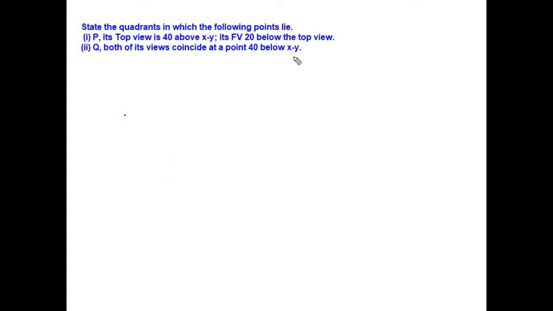Let us say I draw my xy line, right? So let us say this is the projector for P. It is given that P, its top view is 40 mm above xy. So somewhere let us say this is my point P, right? Its top view is 40 mm above xy, and then the front view is 20 mm below the top view. So this is the top view, and this is total 40 mm. So below that, 20 mm below the top view. So from here, this is the top view, right? So from here 20 mm. So somewhere over here this will be my P dash.